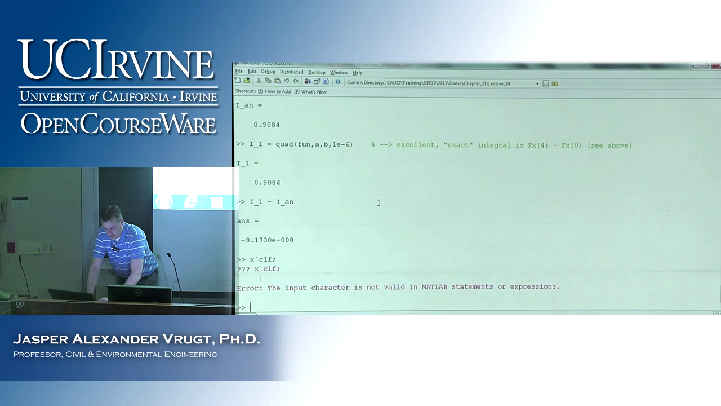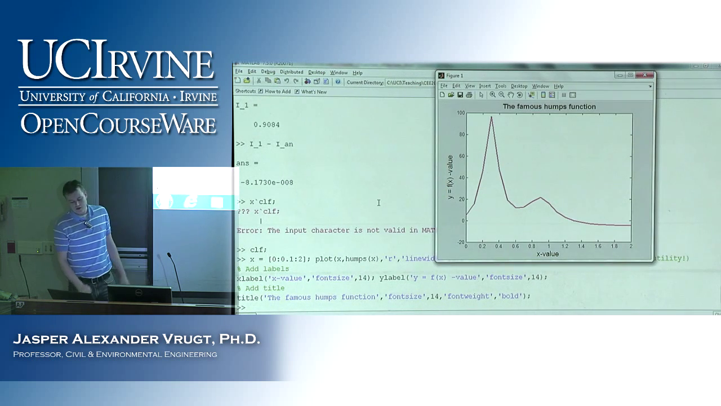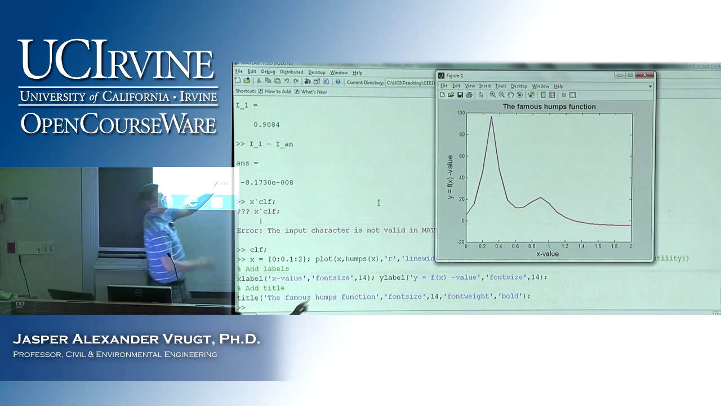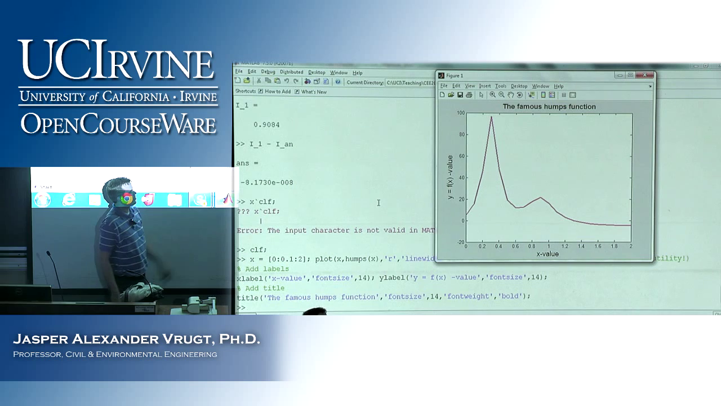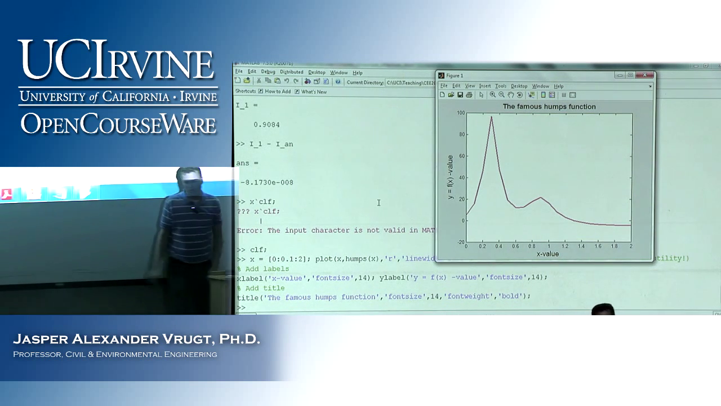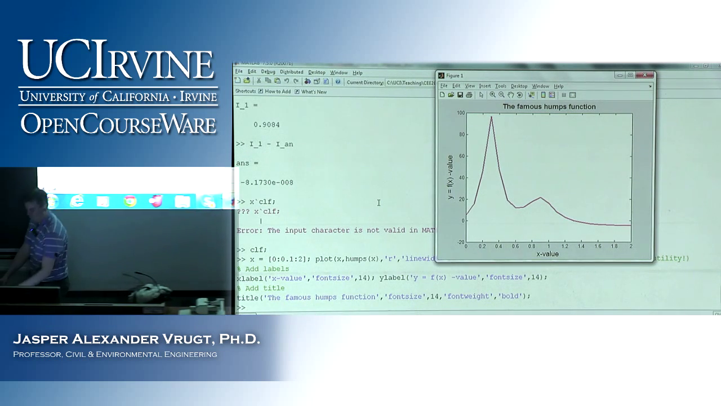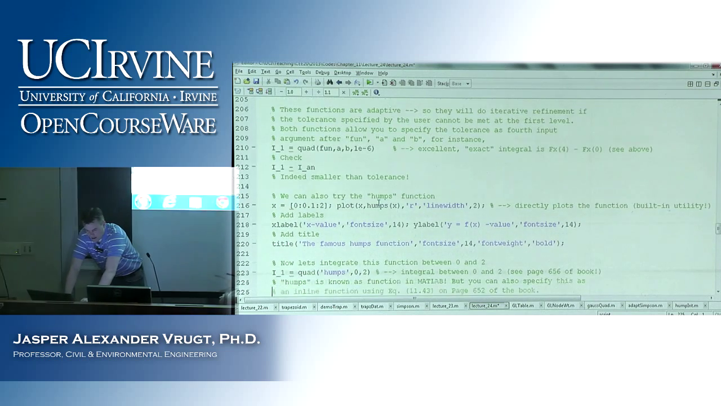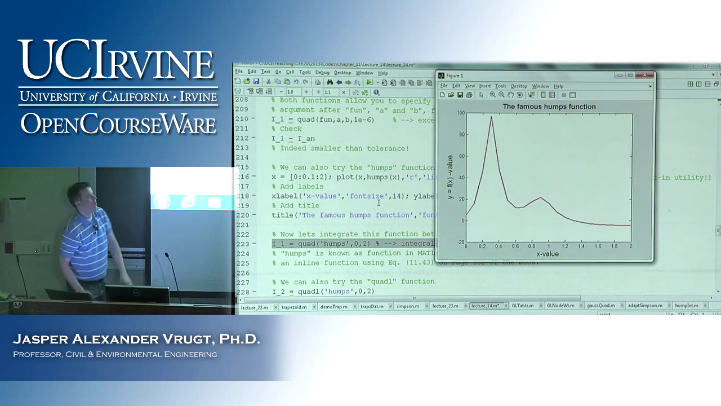Now let's consider another function. This is a famous function called the humps function. Believe it or not, it's built into MATLAB, and the function script is called humps, with input variable x. So x are just the x values at which you'd like to evaluate this function. And now we'd like to integrate this function with the built-in functions. Let's integrate this between 0 and 2.